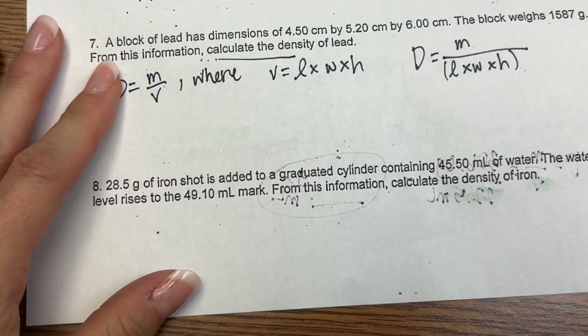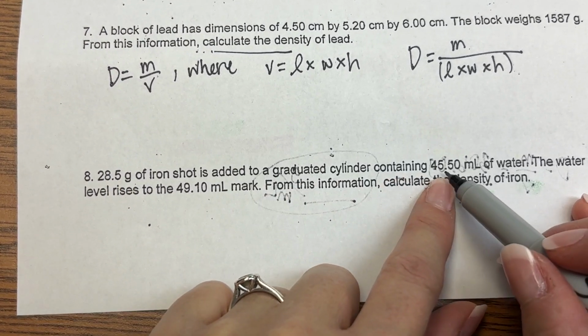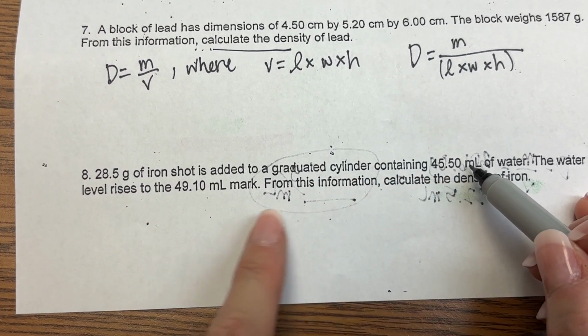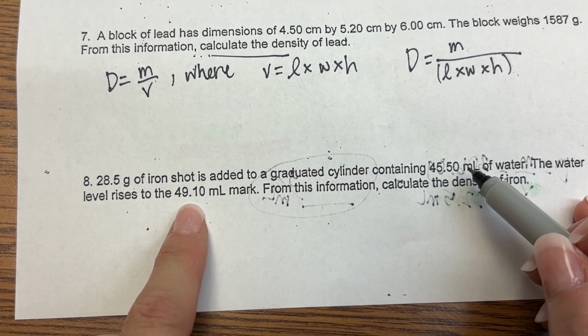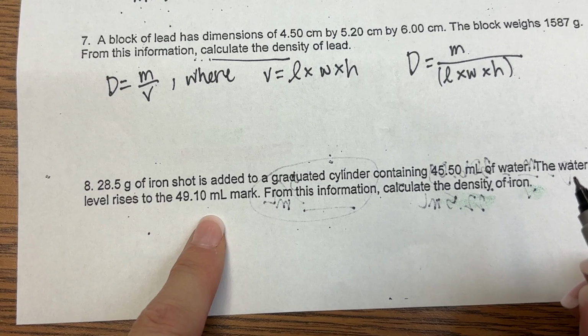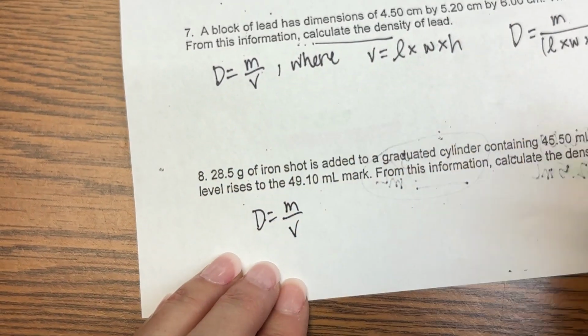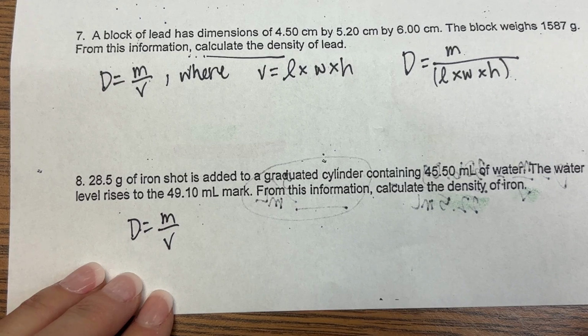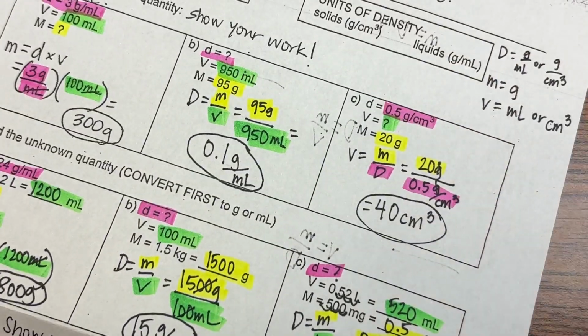And then this one is the graduated cylinder starts at 45.5 milliliters and goes up to 49.1. Okay, so for this one, you have to subtract these two numbers to get your volume. So density equals mass over volume. Okay, good luck with this paper. You guys are great. Thank you.